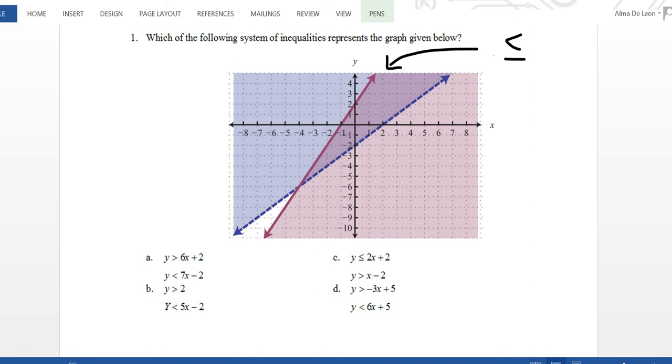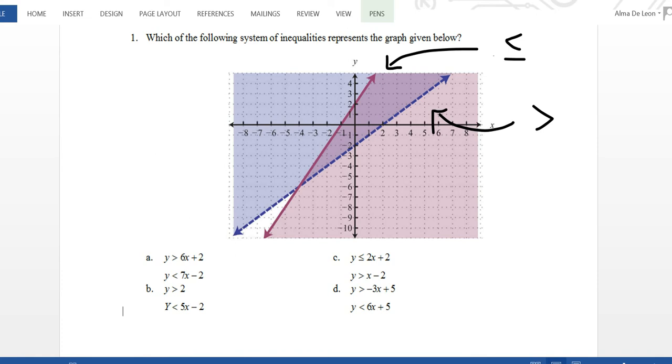If we look at the blue line, the one with dashes, the blue line is shaded above, which means we need a greater than, and we have a dashed line, which means we are only going to be working with a greater than, not a greater than or equal to. The only time you will have a line underneath your inequality symbol is if you are working with a solid line. Okay, so let's keep that in mind as we work through the graphs.